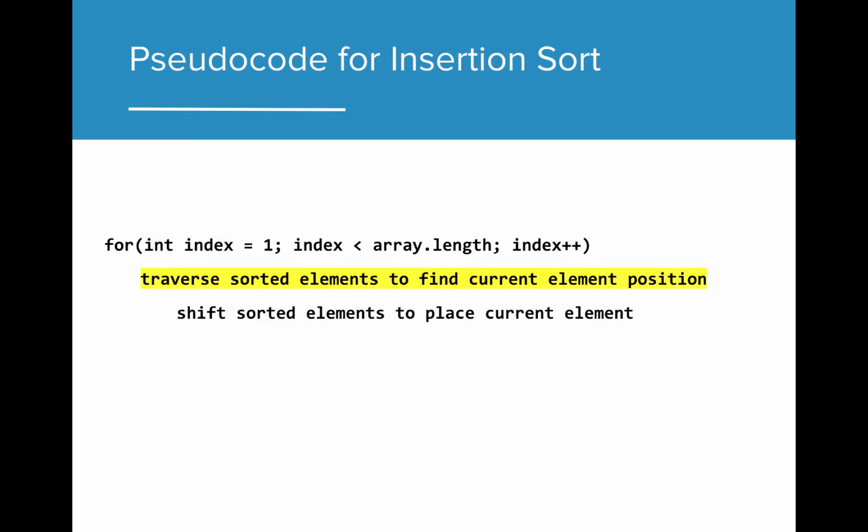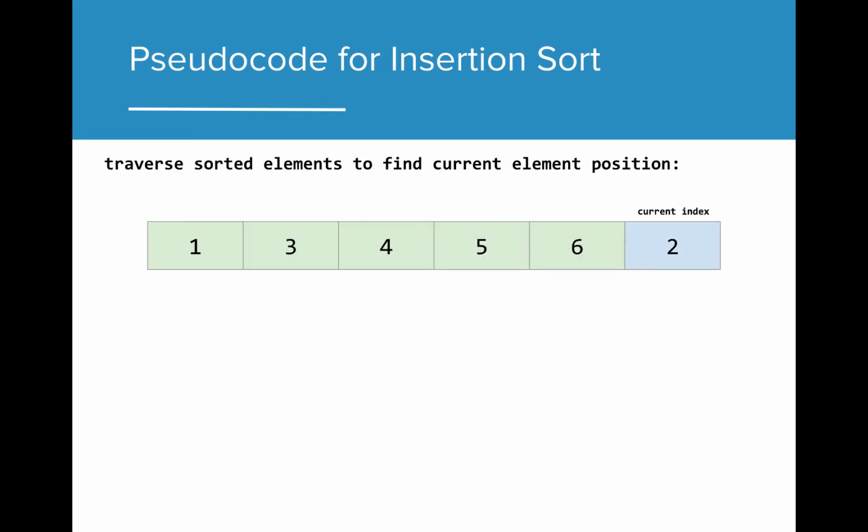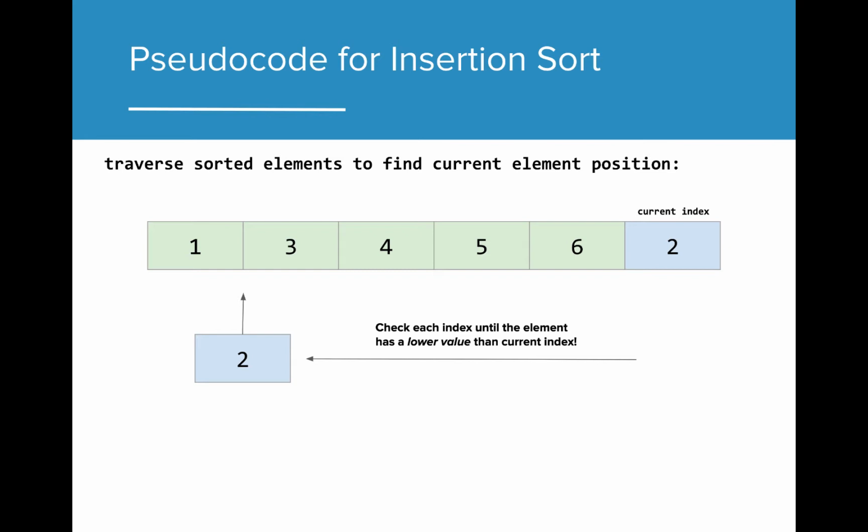The next step is to traverse the sorted elements to find the current element position. If we are on the final traversal at array.length - 1, the current value at index 5 would be 2. Because the list to the left is already sorted, what we would like to do is check the value of each index to the left of the current index until the element has a lower value than the current index. Once we've found the lower value, in this case 1, we know that we can slide the current index value into the spot right after the index that hosts 1.